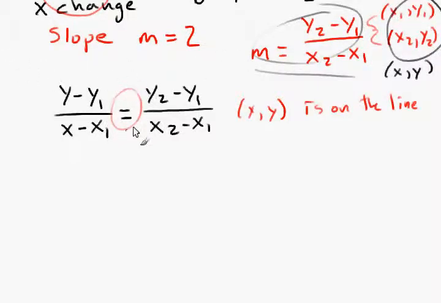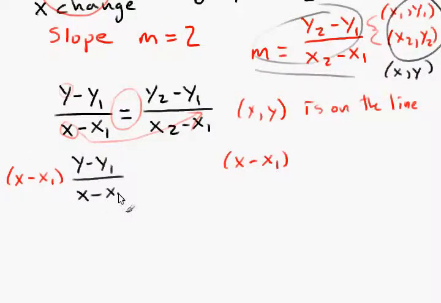But I don't like this form. I want to adjust it so that y is on one side and x is on the other. So what we'll do is get rid of this denominator, and we'll do that by multiplying both sides of the equation by the difference x minus x1. The golden rule says that we have to multiply both sides.